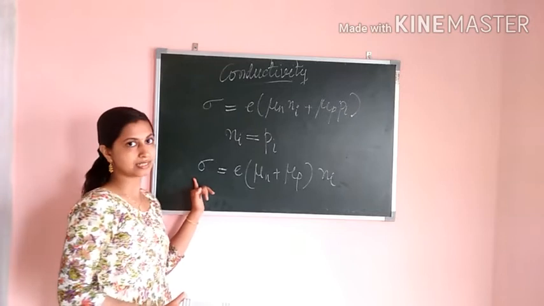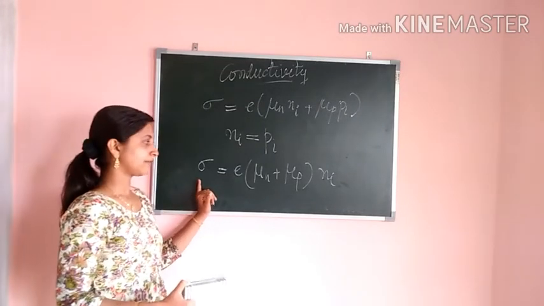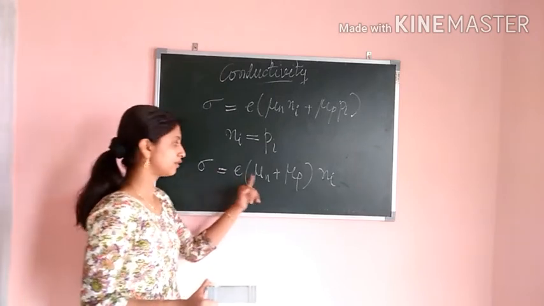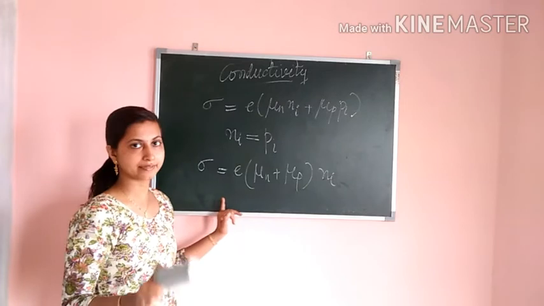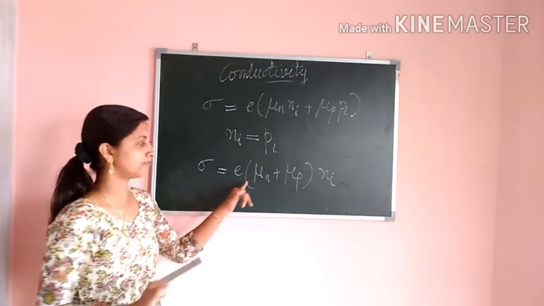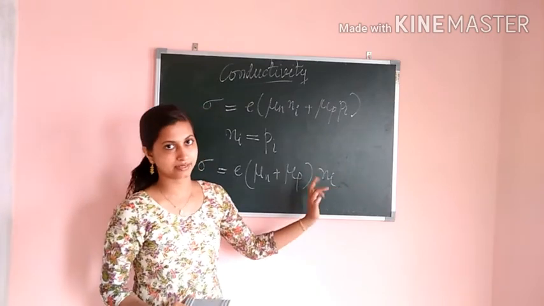So the electrical conductivity of an intrinsic semiconductor is a function of both electron and hole mobilities and also the intrinsic carrier concentration.